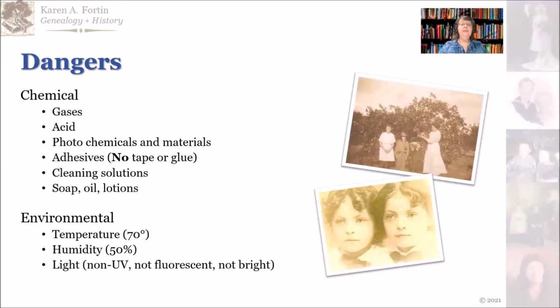The experts believe that about 70 degrees Fahrenheit is a good temperature. If it's too warm, this can accelerate the aging process and chemical breakdown of the photographs. Humidity is another important factor. Again, the experts believe that approximately 50% humidity is optimal.